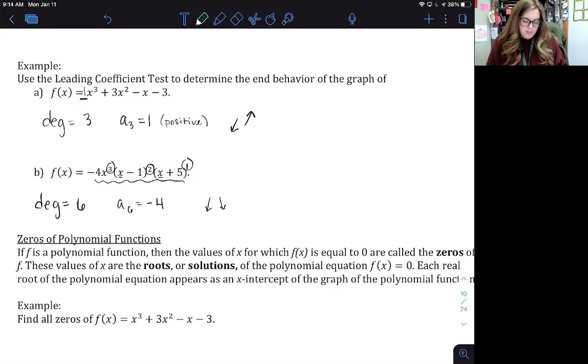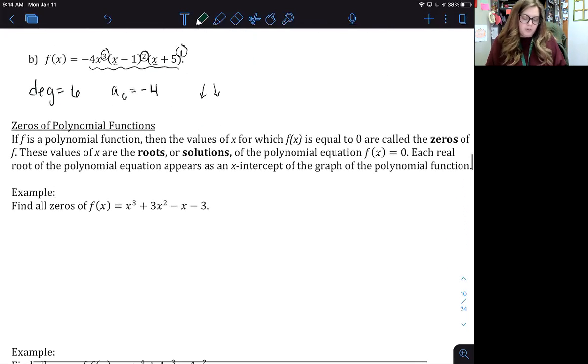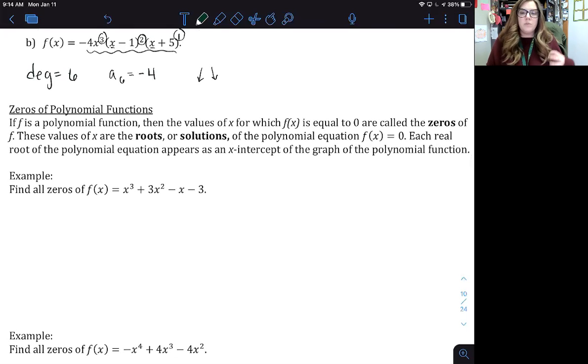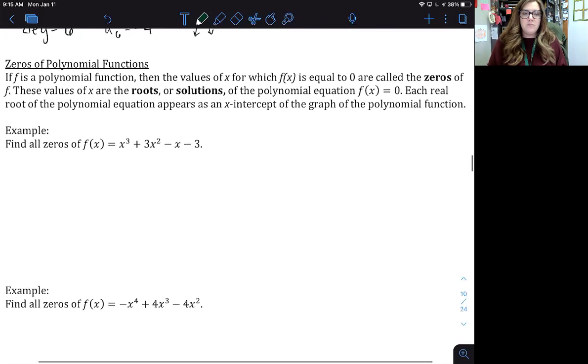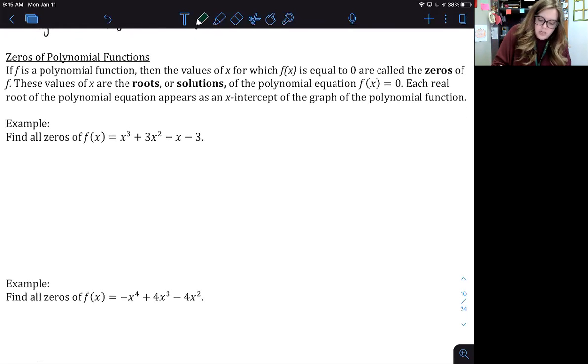All right, the next thing we find is the zeros of a polynomial function, or the roots, or the solutions. So the way we find these is by solving. Set the function equal to 0 and solve. We usually do this using factoring. So let's go ahead and do this first example. We have f of x equals x cubed plus 3x squared minus x minus 3. So I'm going to set this function equal to 0.